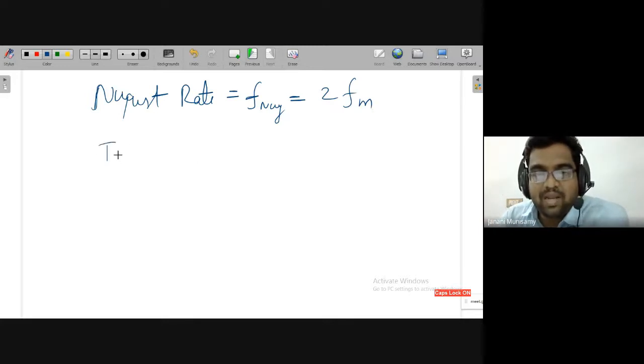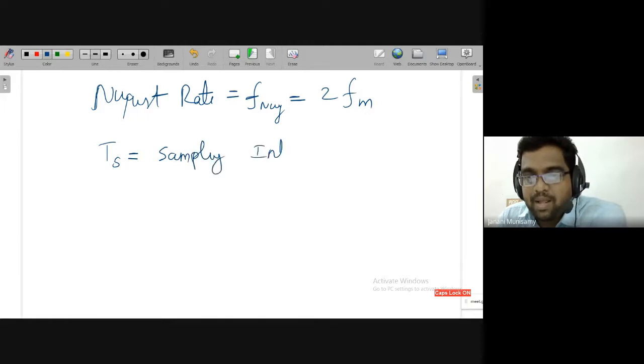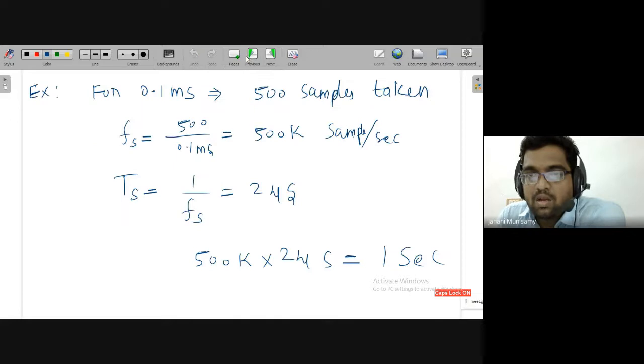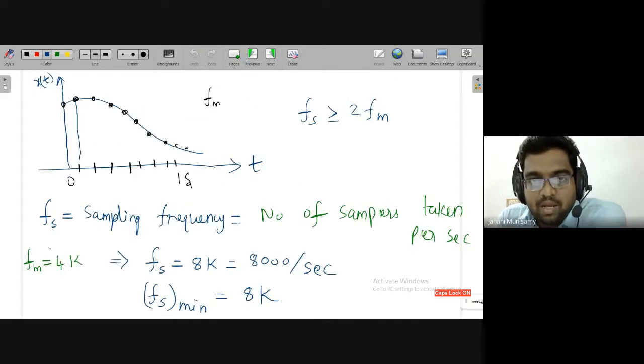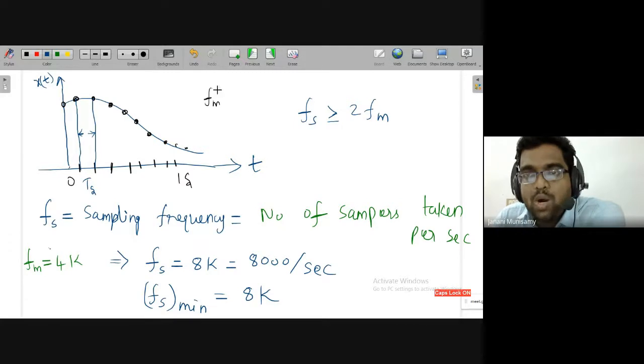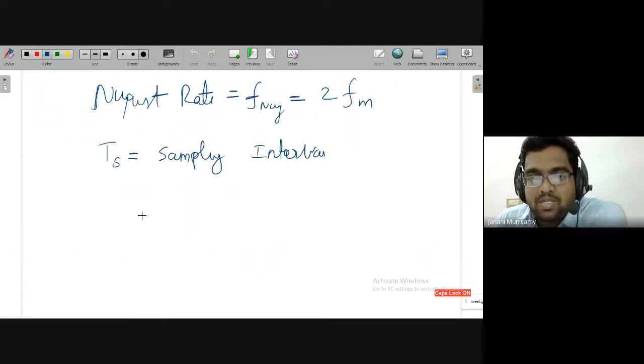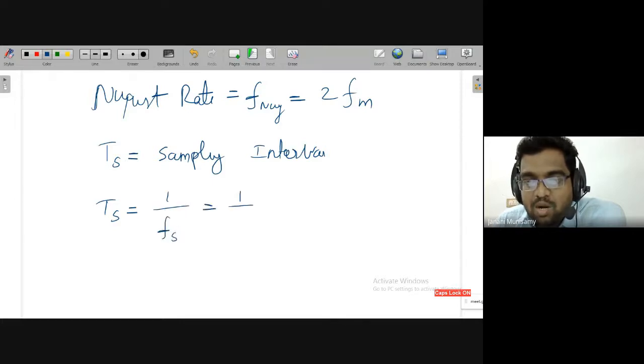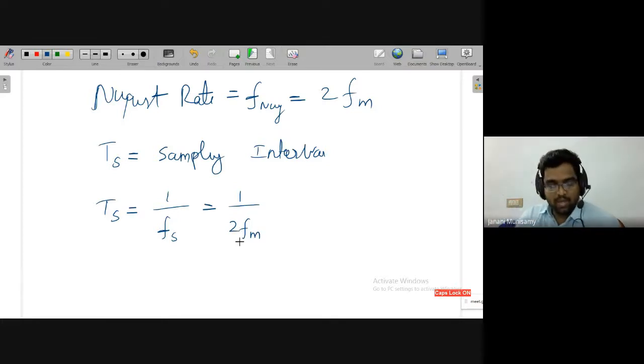Now, in 1 second, 2 Fm samples are there. Then what is the sampling interval? Ts means sampling interval. You can observe here, I have taken samples like this. What is the time difference between these two samples? That is Ts. The time difference between two adjacent samples is called Ts. Sampling interval Ts is equal to 1 by Fs, which means 1 by 2 Fm. This is the sampling interval between adjacent samples.